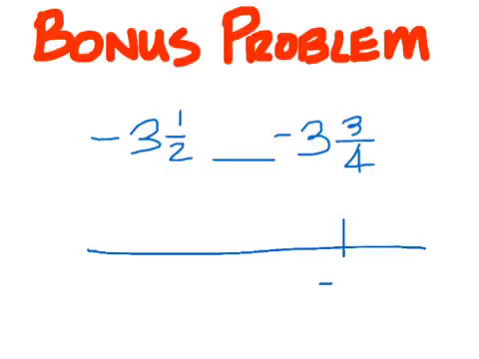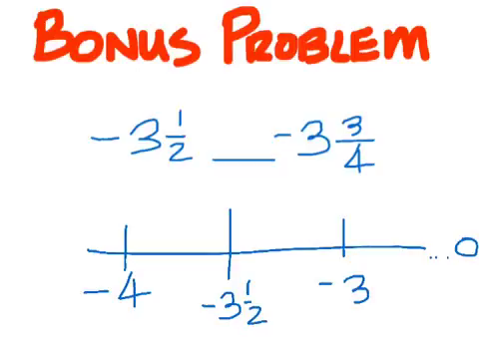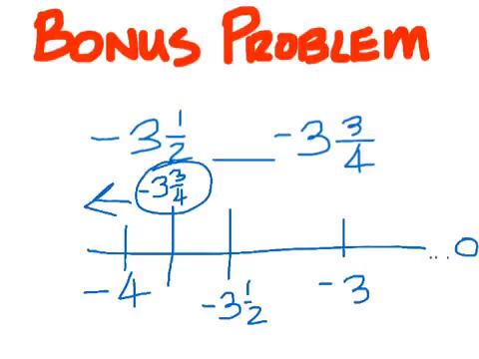Think of a number line and we'll call this negative 3 and this is negative 4. Off this way would be 0. Negative 3 1/2 would be right there. Negative 3 3/4 would be there. This is further to the left on the number line. Therefore, it's less than. This is greater than this.